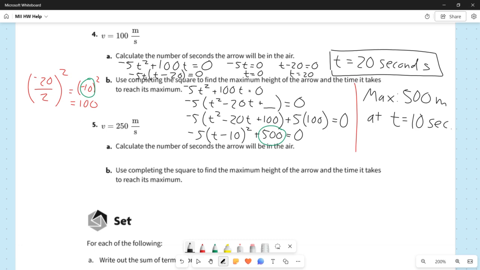As long as you start and stop on the ground, that will work. However, if you start from, let's say, the top of a building and the arrow ends up on the ground, it will not be half. But in this case, because you're starting on the ground and you're ending on the ground, it turns out that it is in fact half of your answer for A. So the maximum height occurs 500 meters after 10 seconds have elapsed.